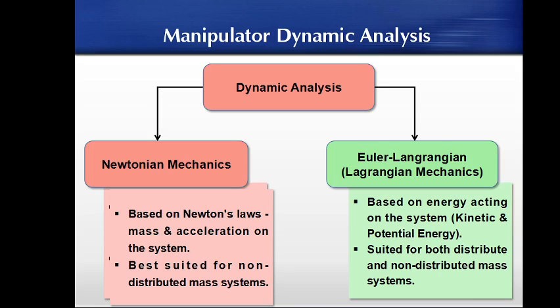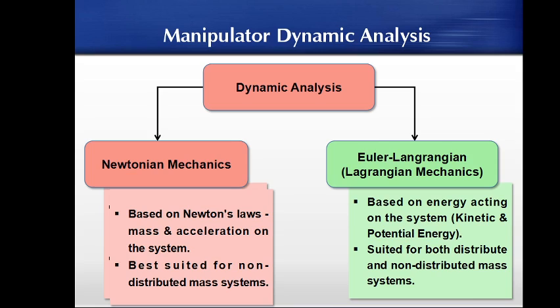In Newtonian mechanics, the analysis procedure is based on Newton's law. As we know, Newton's laws are based on the mass and acceleration of the system. So if we define the dynamic equations of a robotic manipulator using Newtonian mechanics, we need to concentrate on the mass and acceleration acting on the system. But this method is not suitable, and seems to be a difficult task, in the case of distributed mass systems. It is best suited for non-distributed mass systems.